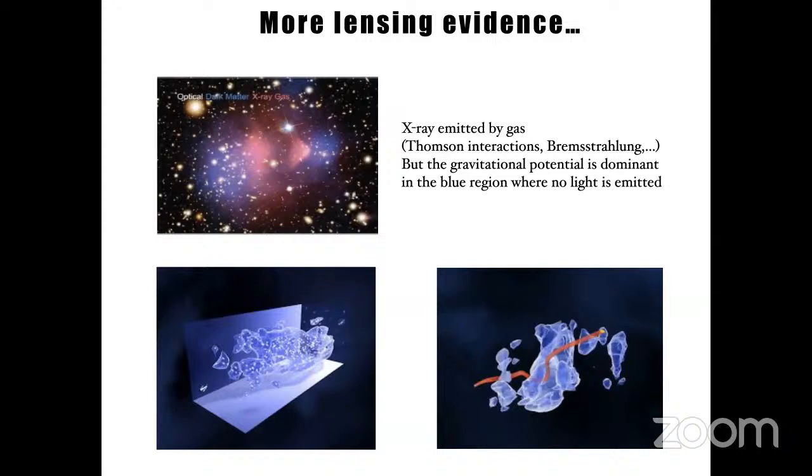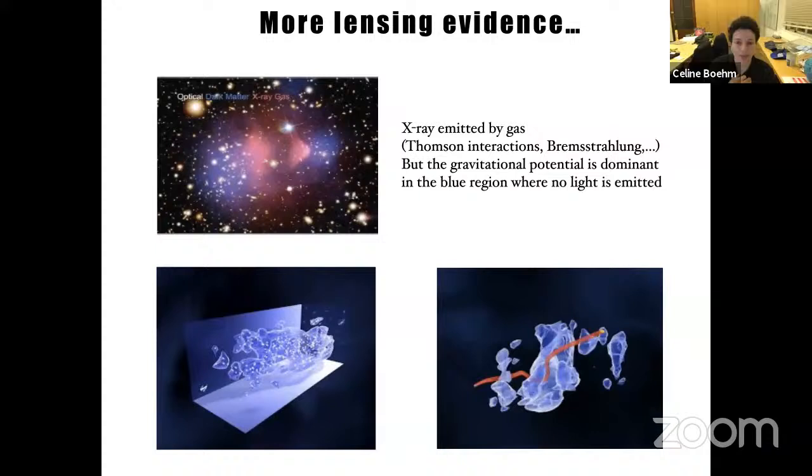I'm just wondering, how do we discard the possibility that the blue region here comprises neutrinos rather than dark matter? Excellent. In principle, yes. In principle, you could think it could be made of neutrinos.